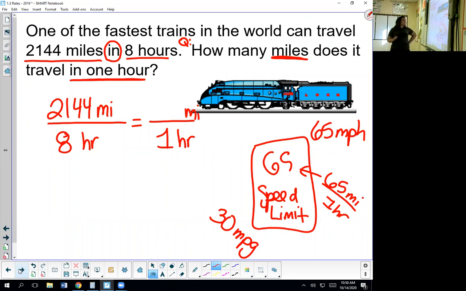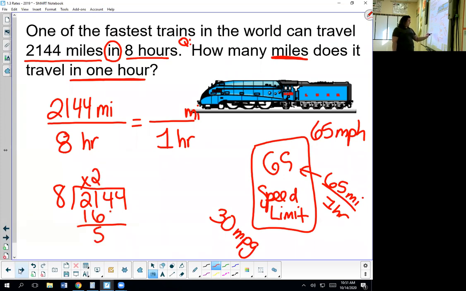Let me be more specific. Notice those are things you can see if you have a newer car. They usually show that. Mine right now is hovering around 30, so I get pretty good gas mileage. So here we go. Let's figure out how fast it's going. So 8, and then numerator in here doesn't work. 8 times 2 is 16. 8 times 7 is 56, so too high.